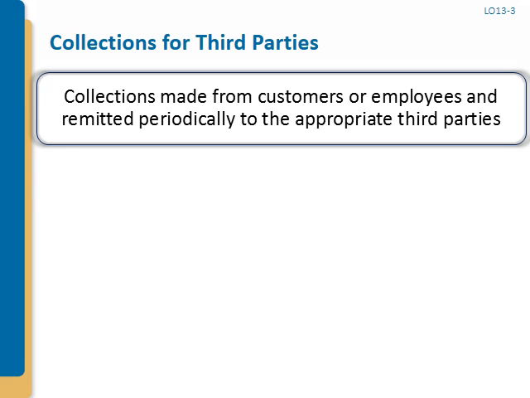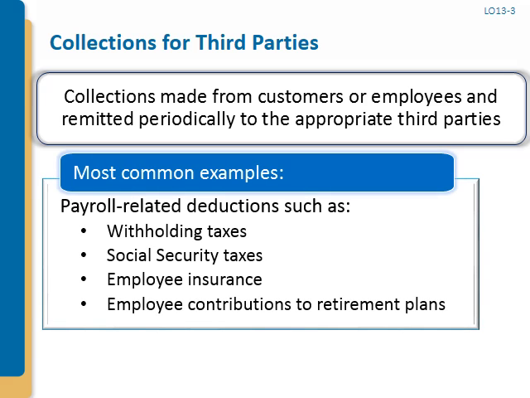Companies often make collections for third parties from customers or employees and periodically remit these amounts to the appropriate governmental or other units. Amounts collected this way represent liabilities until remitted. Payroll-related deductions such as withholding taxes, Social Security taxes, employee insurance, employee contributions to retirement plans, and union dues also create current liabilities until the amounts collected are paid to appropriate parties. Amounts collected from employees in connection with payroll also represent liabilities until remitted.